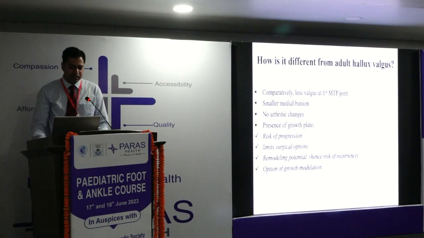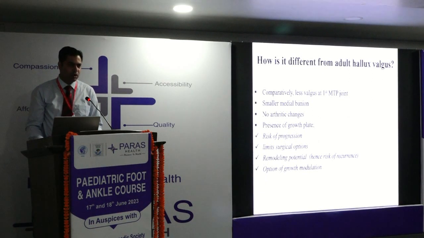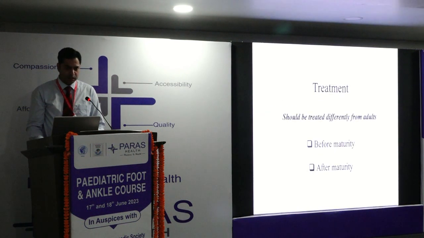Then there are other differences like a lesser deformity, smaller bunion, the joint is usually not arthritic, and you have a growth plate, because of which there is risk of progression of the deformity. It limits the surgical options. There is remodeling potential and hence the risk of recurrence also. However, it offers you the option of growth modulation. So it is very important to keep in mind these peculiarities and not to treat children similarly as adults.